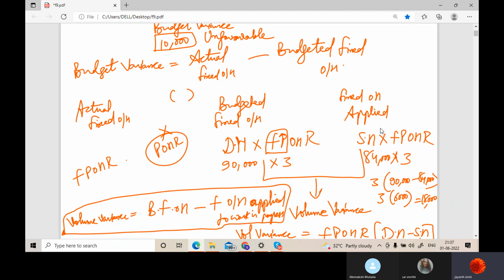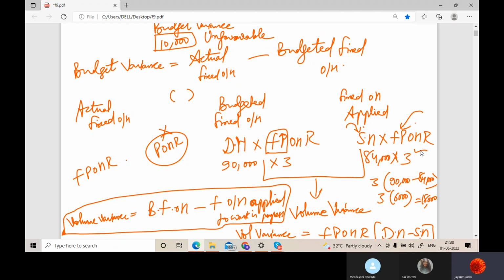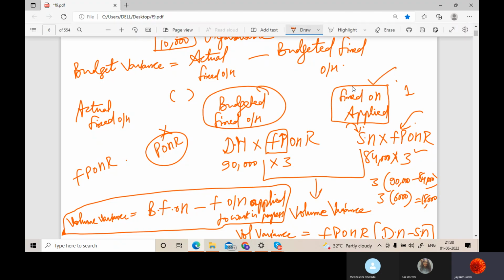So standard hours, that means standard hours for actual output into fixed predetermined overhead rate. That means the rate which you have found out related to overheads, like per unit how much you are incurring. That means per machine hour how much you are incurring. When you multiply these two, you get fixed overhead applied. Okay, this is what you budgeted, but that is applied.